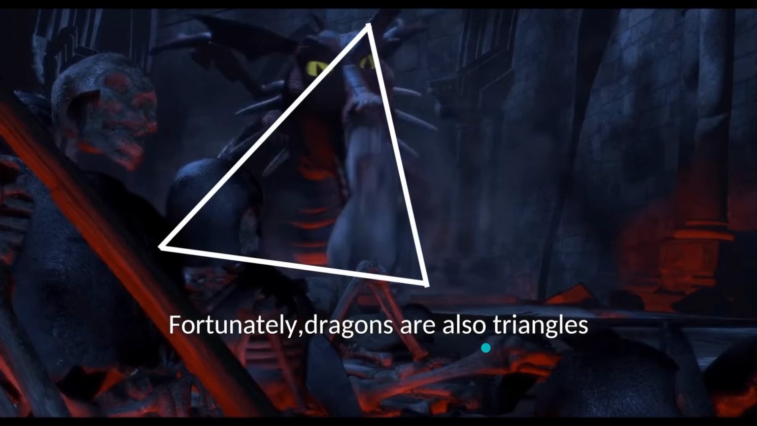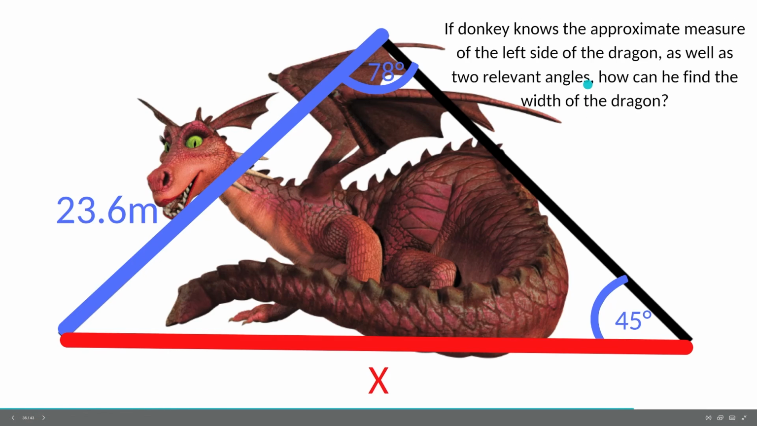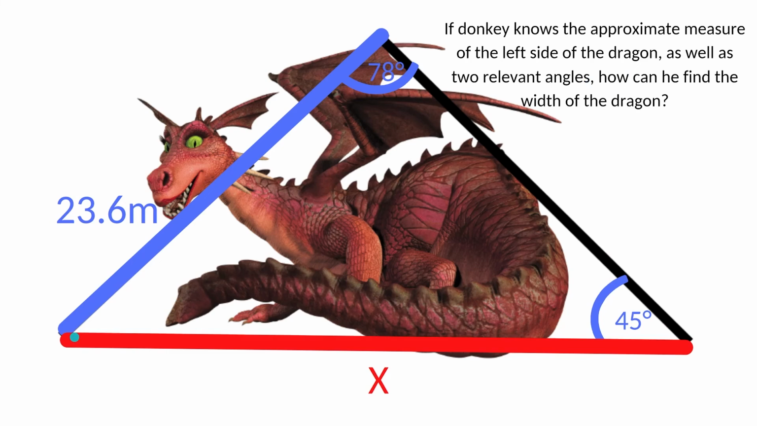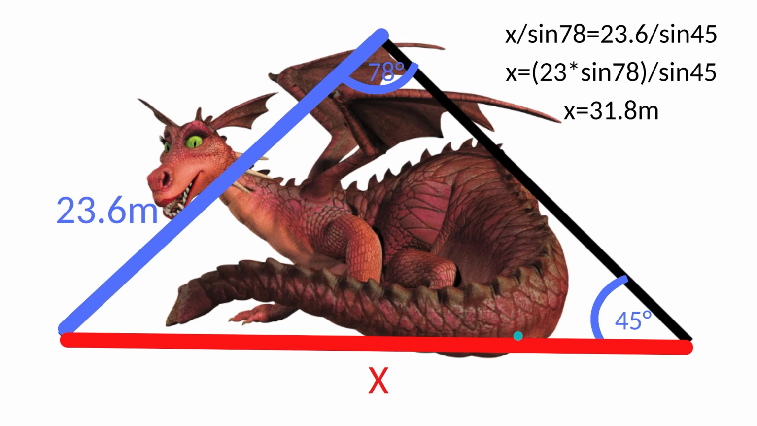Fortunately, dragons are also triangles, obviously. Now we use the sine law, which is used to find a side if a side and two angles are known, or if an angle and two sides are known. Now, if Donkey approximately knows the measure of the left side of the dragon, he has a keen eye for that stuff, as well as two relevant angles, how can he find the width of the dragon, marked as x in this diagram? Sine law can be used. So you have a side and two angles.